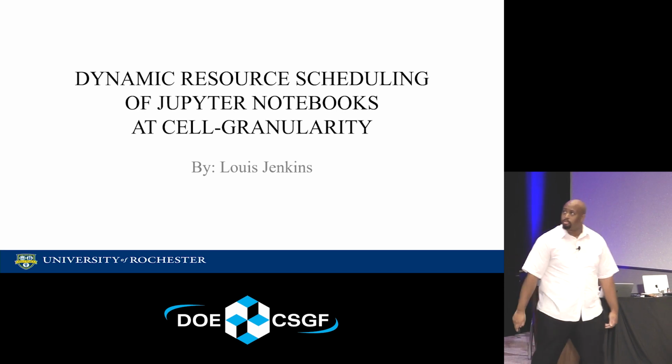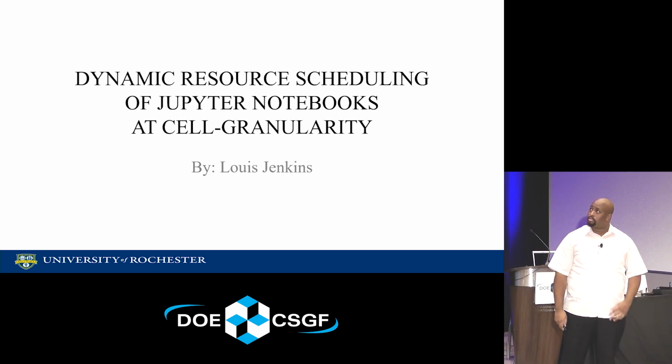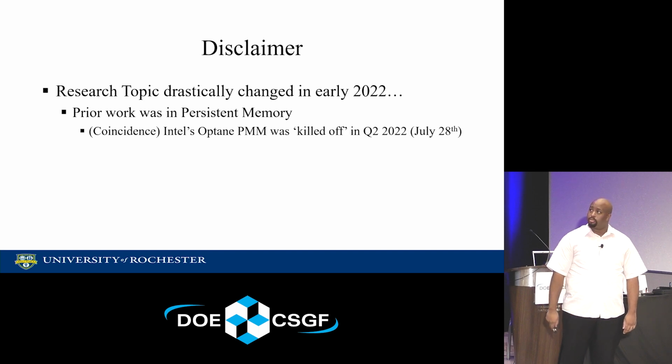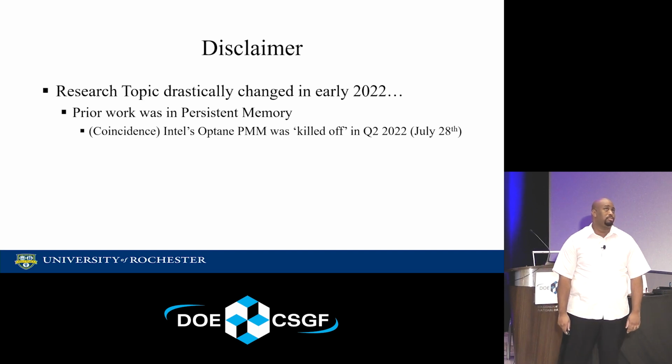Hello, everyone. My name is Louis Jenkins, and my research is on dynamic resource scheduling of Jupyter notebooks at Cell-Granularity. To begin with a simple disclaimer, I'd like to state that my research topic has dramatically changed since early 2022. Originally, I incorporated a lot of persistent memory into my research, but that has been killed off by Intel in mid-2022.